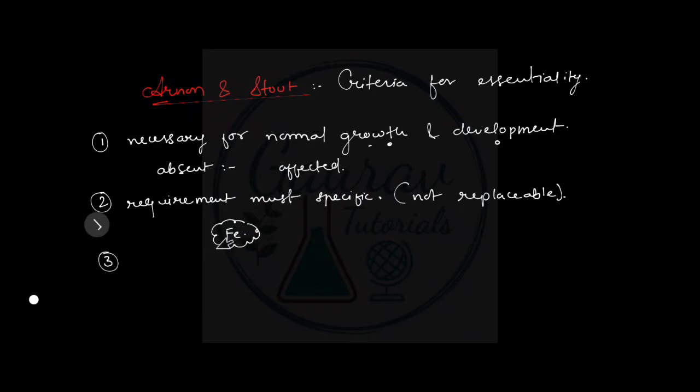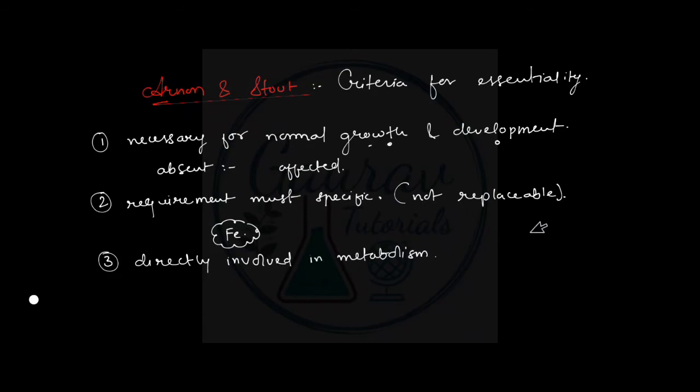The third criterion is that it should be directly involved in metabolism. It should not be such that it remains there but is not utilized by the plant. So if we are talking about essential elements, they must be directly involved in metabolism.